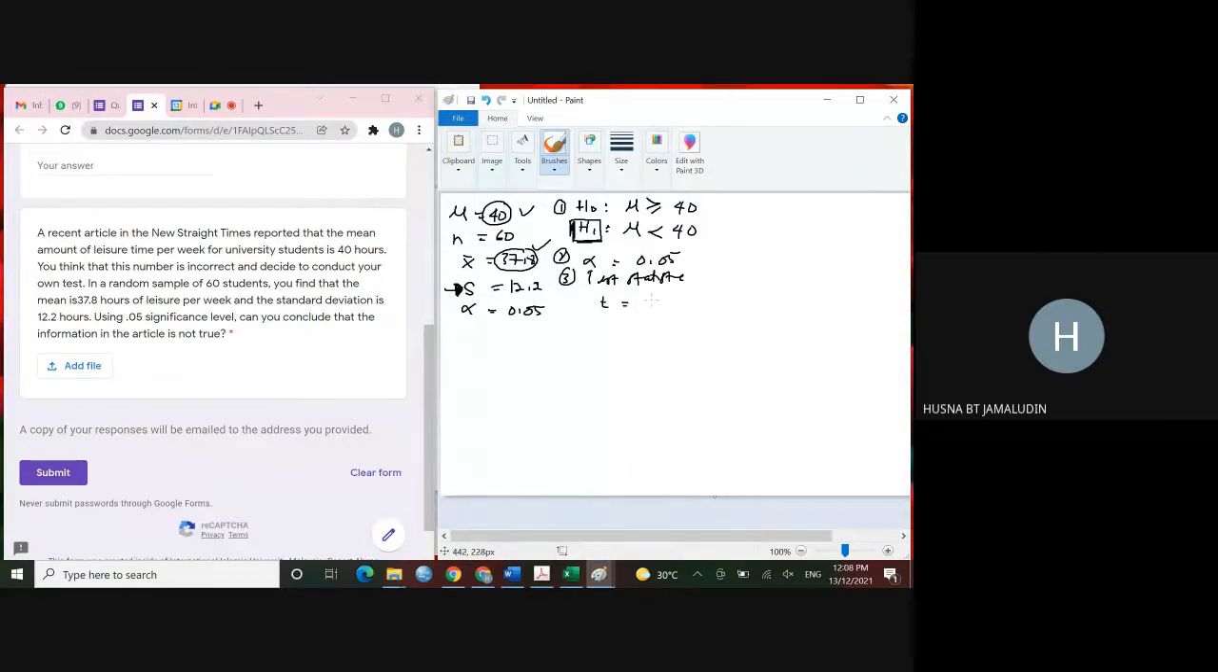So what is the formula of T? The same thing, x bar minus mu over sigma. This is not sigma. What is it? S. Okay, S over square root of n. So what is your x bar? This is your own computed sample mean, 37.8. 37.8 minus mu. What is the mu? 40. And then what is the S? 12.2, divided by square root of, what is your n? 60. So it's good that if you have listed them down, you can just plug them in. So what will you get out of this working?